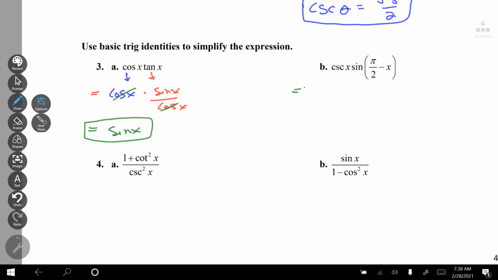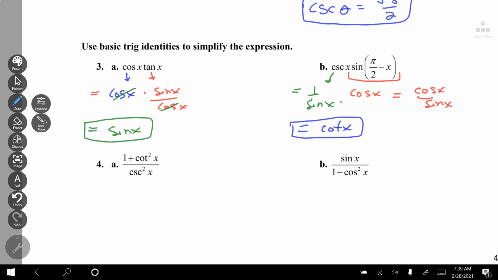This one I'm going to rewrite. I'm going to say, well, cosecant of x is really just 1 over sine of x. That's a better way of writing it. Times, and this whole mess, sine of this whole mess, is really just the complement, or the cosine of x. I multiply it out, I get cosine of x over sine of x. And I have learned that cosine over sine is going to be cotangent of x.